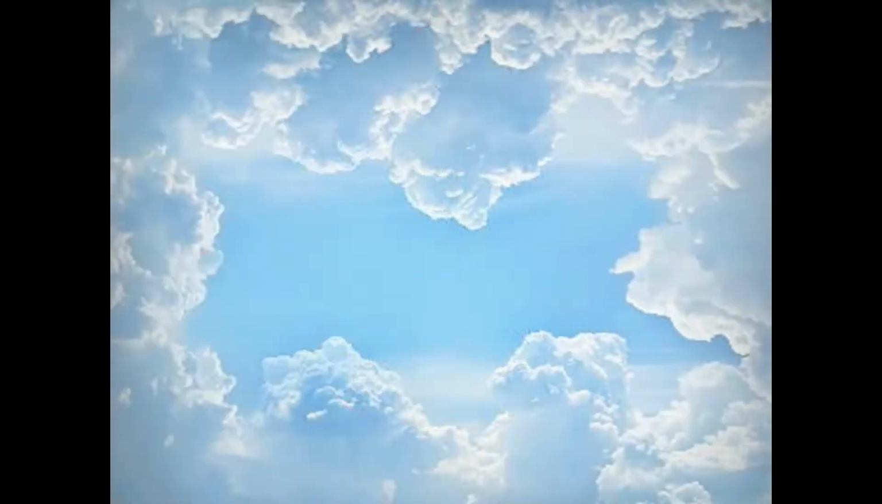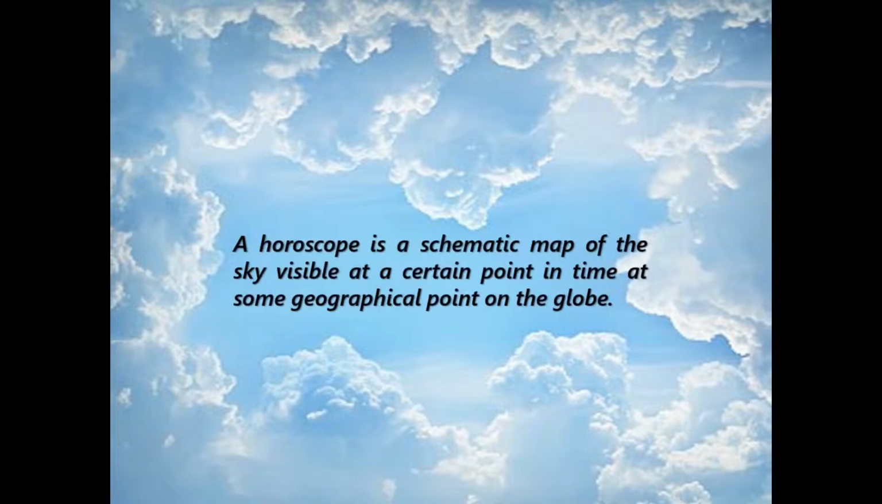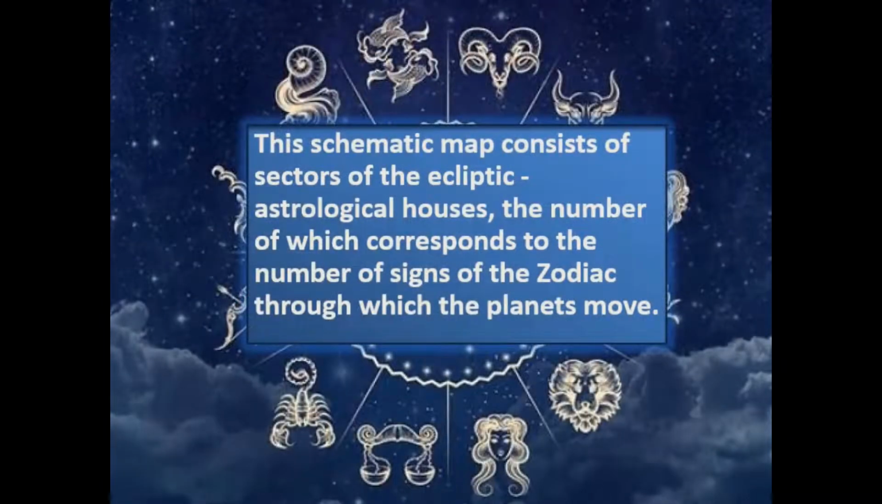A horoscope is a schematic map of the sky visible at a certain point in time at some geographical point on the globe. This schematic map consists of sectors of the ecliptic, astrological houses, the number of which corresponds to the number of signs of the zodiac through which the planets move.